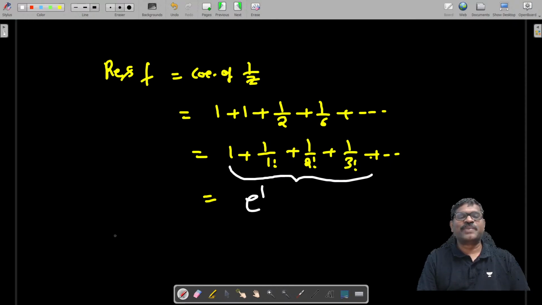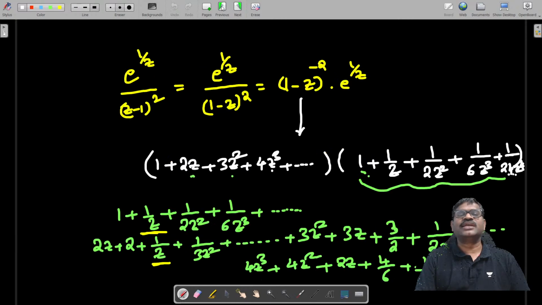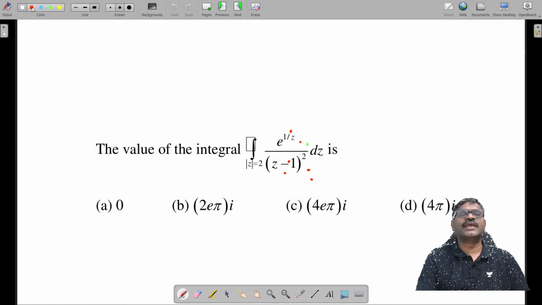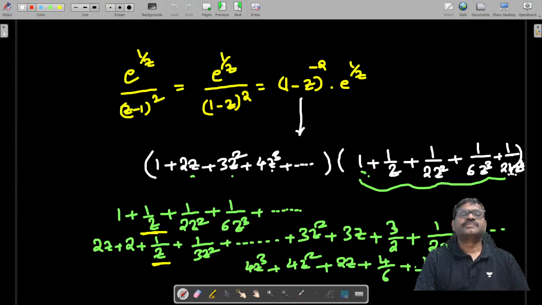Therefore, by the Cauchy residue theorem, the value of the integral is 2 pi i into the residue e, that is 2 pi i e. The answer is 2 pi i e. Got it?